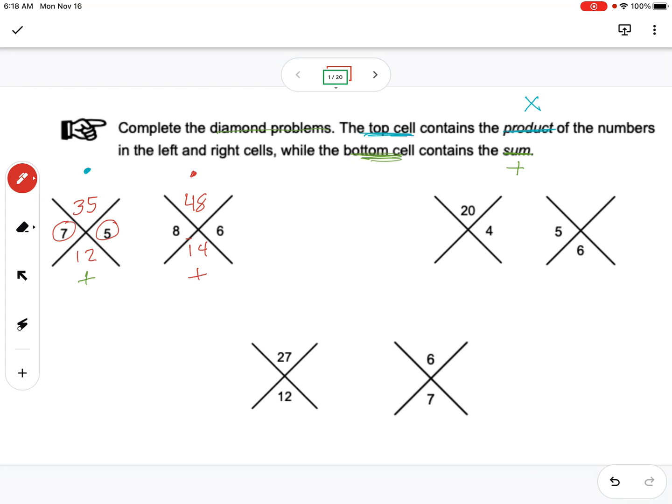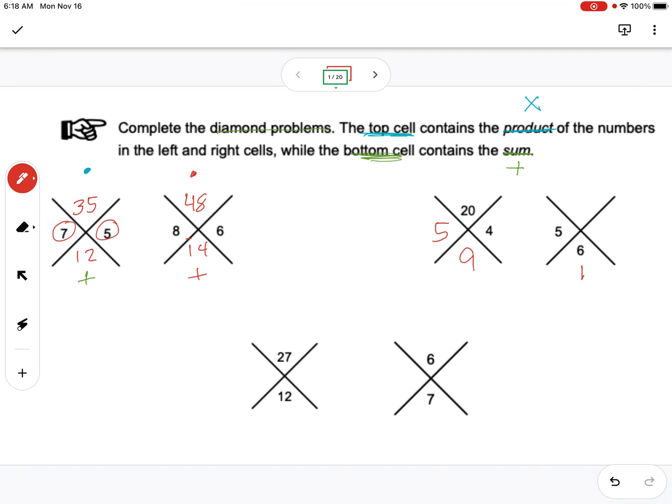The rule is still that you take these two numbers and multiply them to get to the top. So now you have to ask yourself, 4 times what equals 20? And hopefully you say, let's see, 4 times 5 equals 20. And then still the bottom has to be the sum. So 4 plus 5 equals 9.